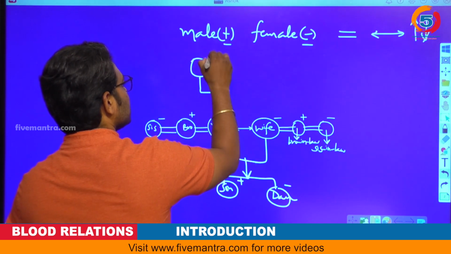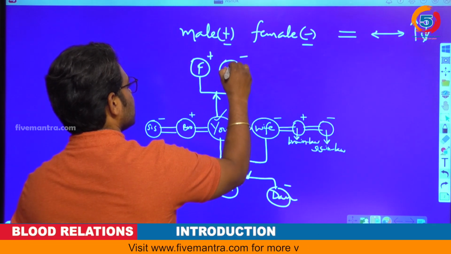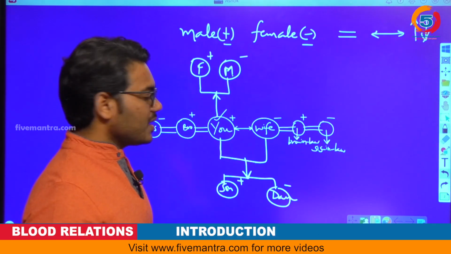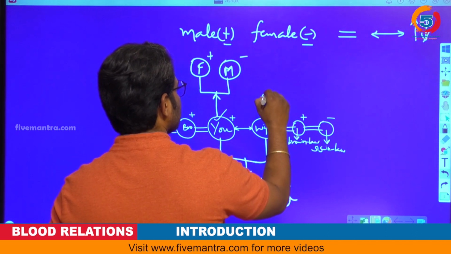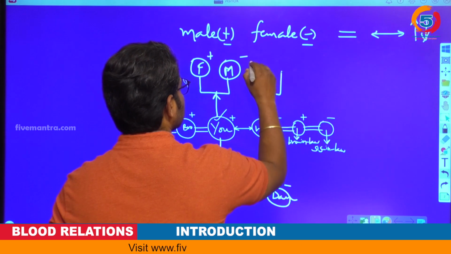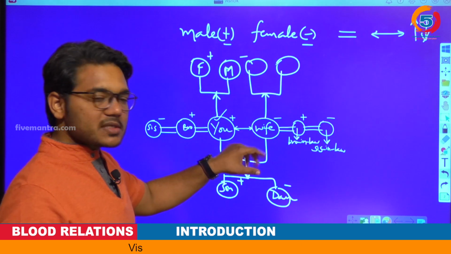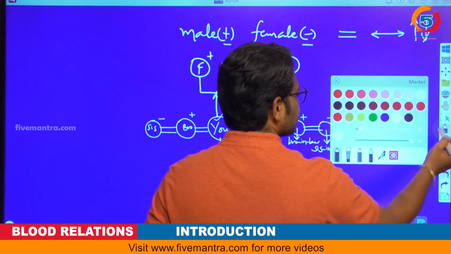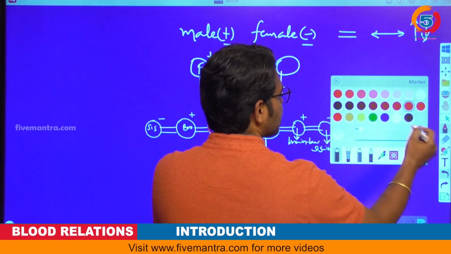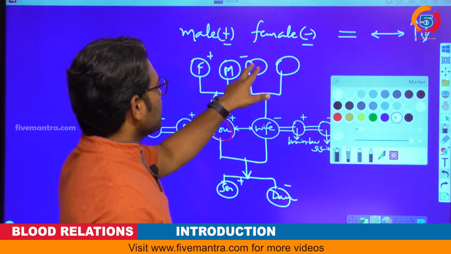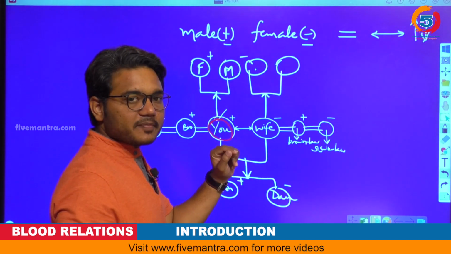So above, the generation above, you have got your father, your mother, and also your wife has got her father and mother, her parents. And we are discussing this with you as the center, isn't it? So what do you call the parents of your wife?